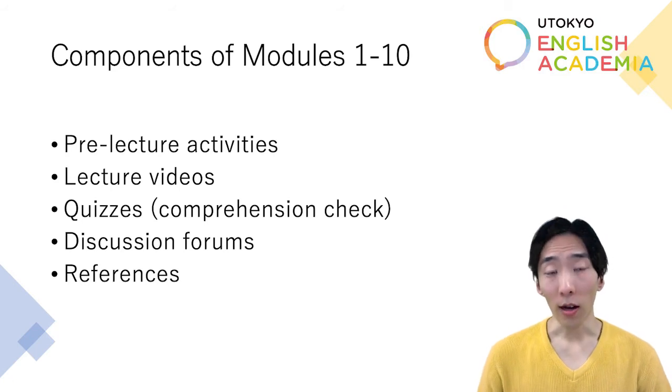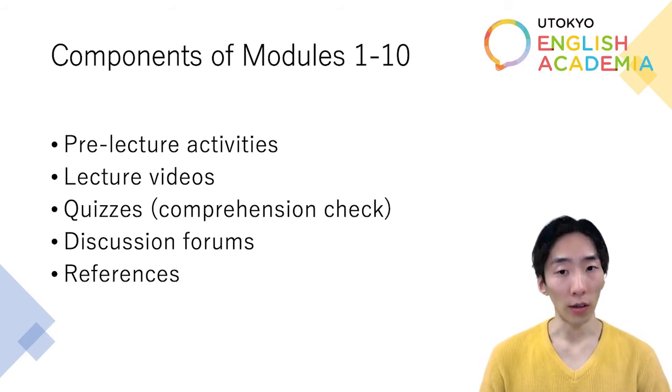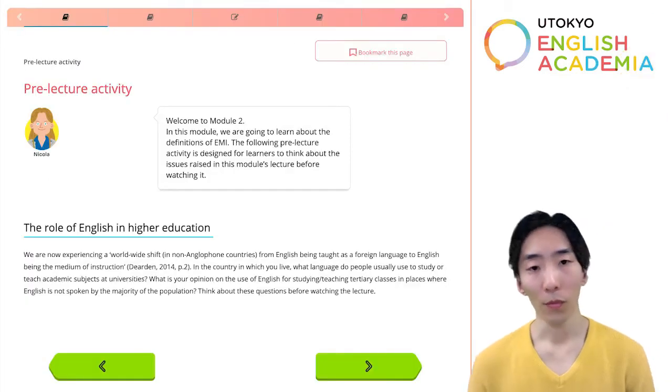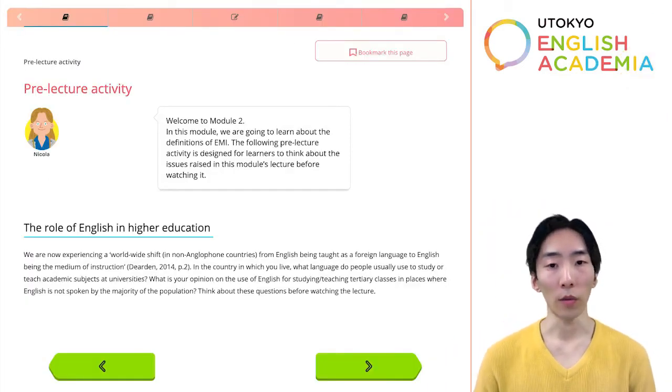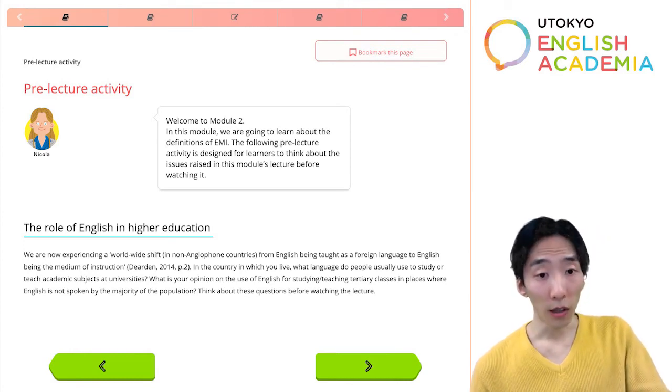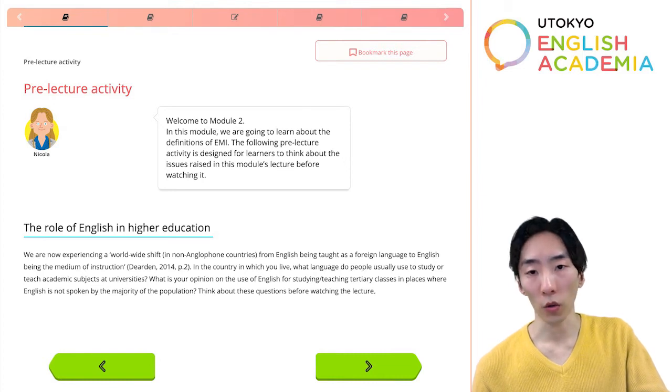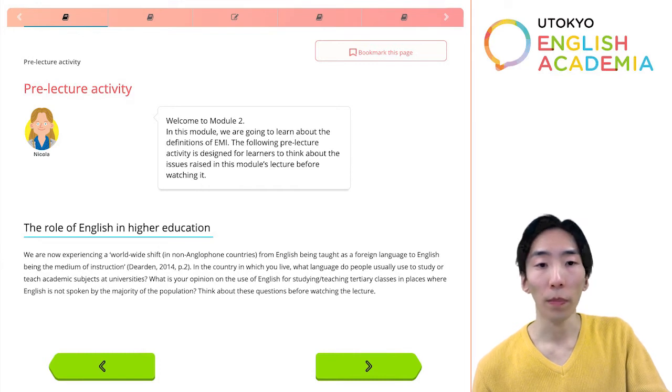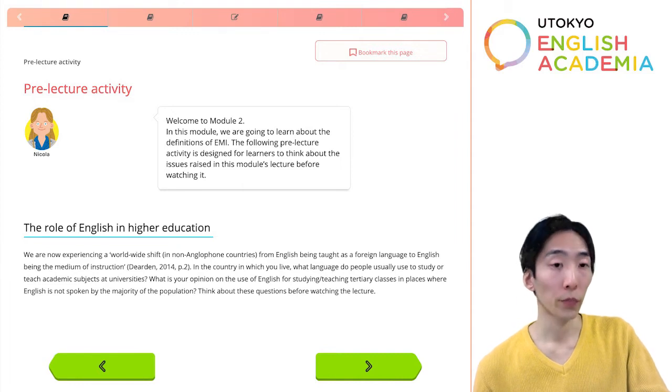Modules 1 to 10 are comprised of these components. I'm going to introduce them one by one. Each module starts with pre-lecture activities that introduce the topic that you study. Pre-lecture activities also ask you questions that are designed to stimulate your interest in the topics that you study. You don't have to answer questions because the aim of pre-lecture activities is to raise your awareness of the topic you study. They are not relevant to your grade.